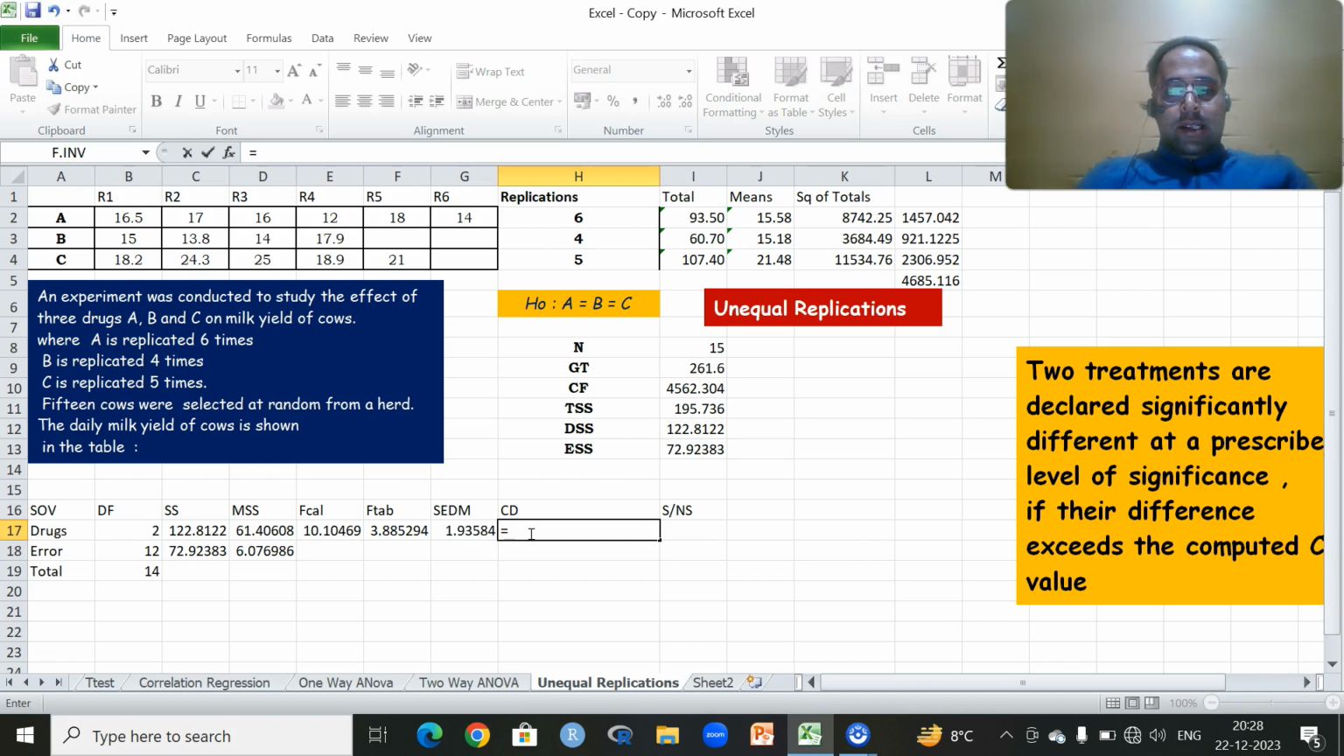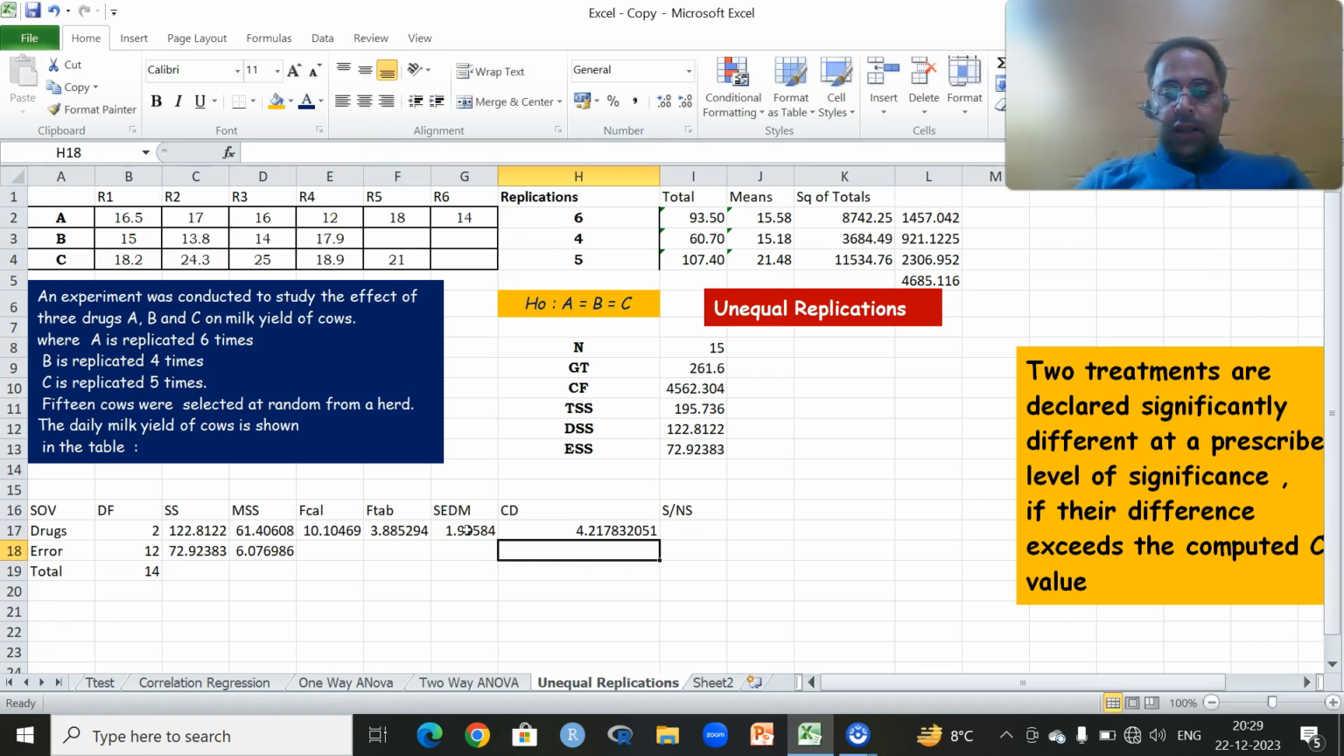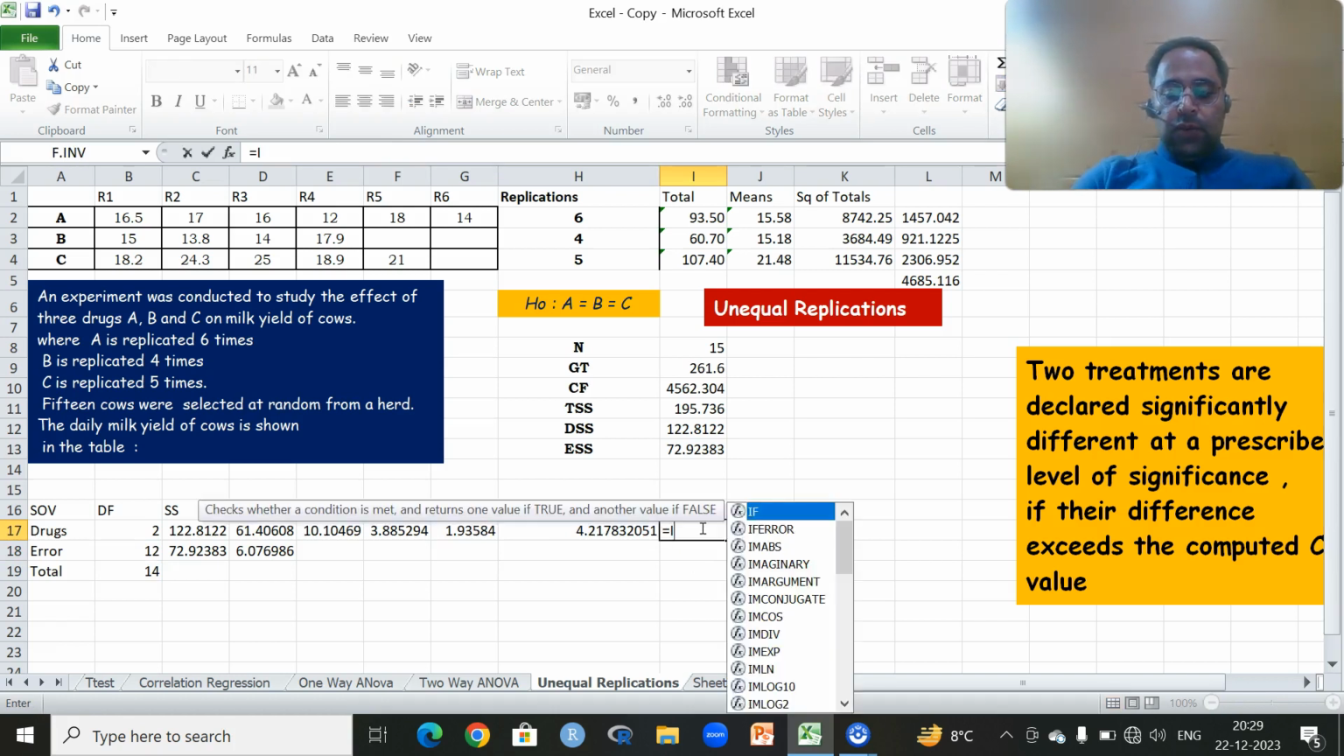Since we already know that all three treatments are significantly different from each other, we just need to put a sign here whether they are significant or not. Then we'll simply use the function TINV, which we have done in the last video. Then the probability value is 0.05. Then the error degrees of freedom is 12 in this case. We'll click on this, press enter. So we have the critical difference value, but for that we have to multiply it with the standard error of difference of mean. The same thing that we have used in the previous video.